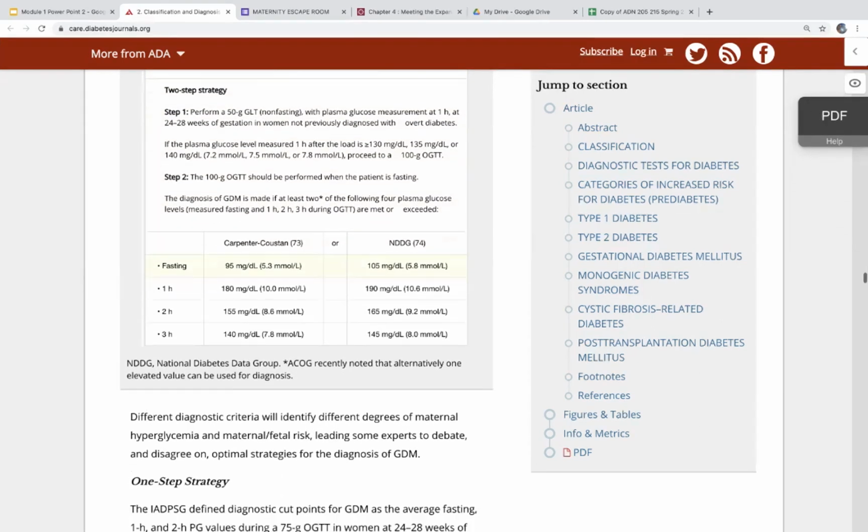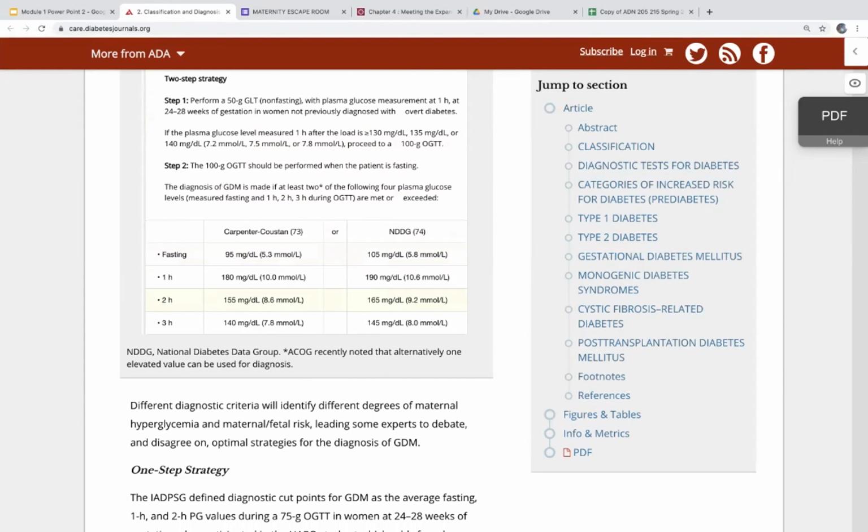The 2-step: perform the 50-gram non-fasting and measure at 1 hour at 24 to 28 weeks. And if the plasma glucose level measured at 1 hour after the load is greater than 130, 135, or 140, then you go to the 100 gram. Then the 100 gram, the fasting is greater than 95.